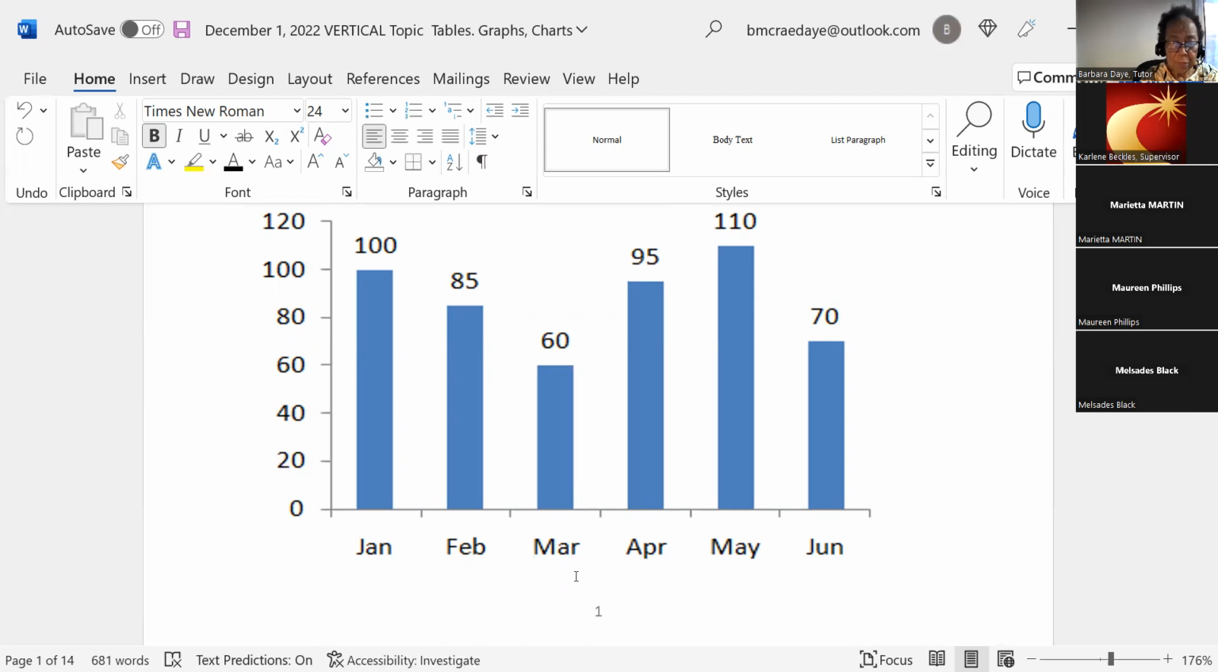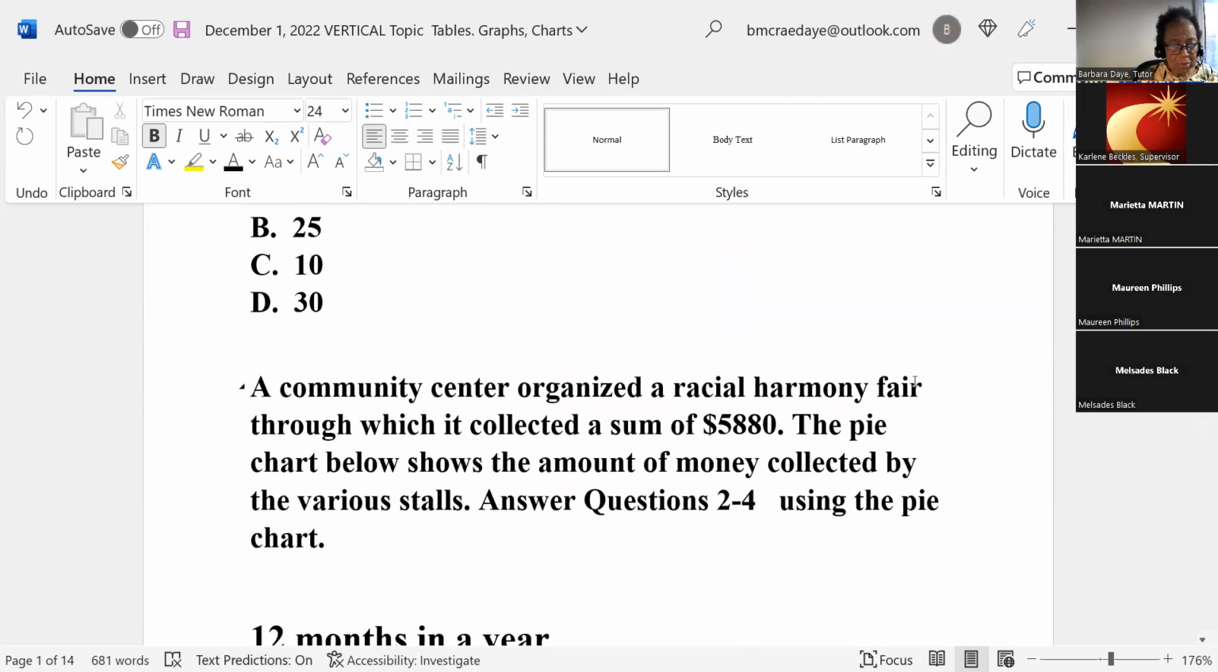Plus 245. Okay, 245. Now add up the second quarter, April, May, June. What do you get? Marietta, go to mute when you're talking offline. I'm not talking now. Okay, 90, 95, 110, 70. So that's 275. Okay, so let's put that.